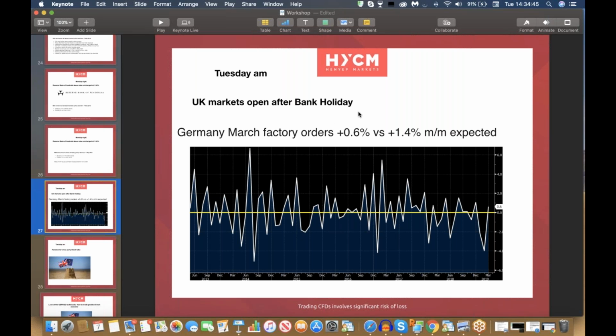is this German contraction a one-off? Is it part of a wider problem? What's going on? So German factory orders, German manufacturing is under particular spotlight of the market at the moment.